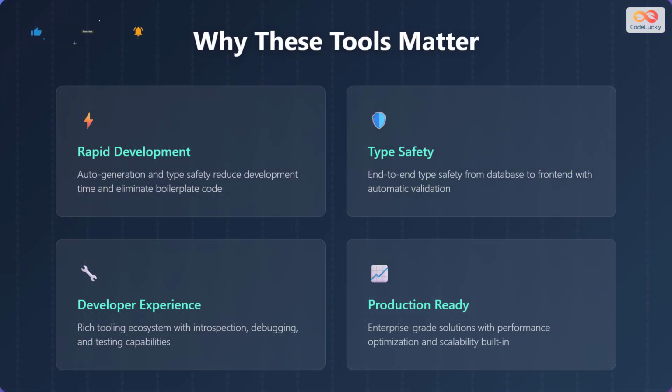So, why do these tools matter? First, they support rapid development through auto-generation and type safety, which reduces development time and eliminates boilerplate code. Second, they provide end-to-end type safety from the database to the front end with automatic validation. Third, they enhance the developer experience with a rich tooling ecosystem that includes introspection, debugging, and testing capabilities. And fourth, they offer production-ready, enterprise-grade solutions with built-in performance optimization and scalability.